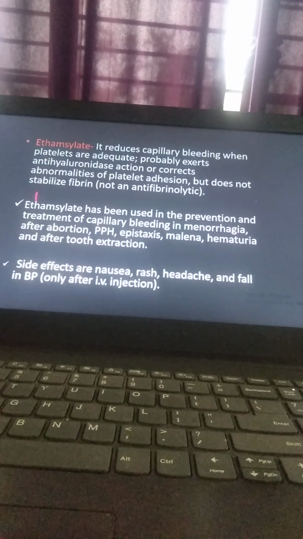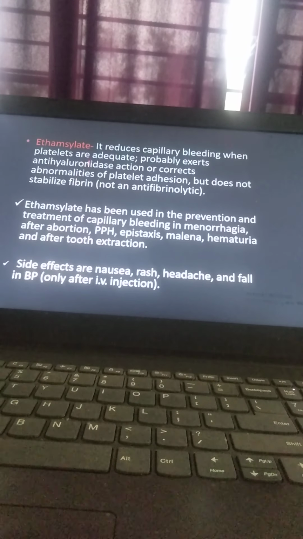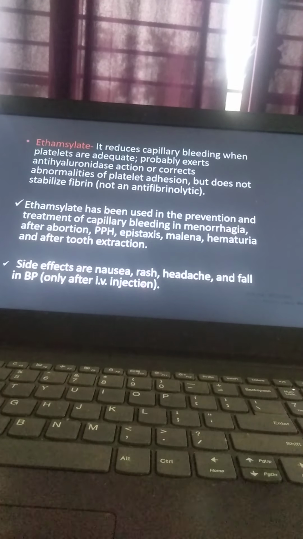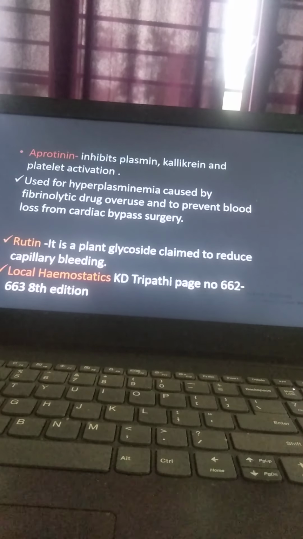Now students, I have already told about ethamsylate in the last PPT and in the last video. The side effects are nausea, rash, headache and fall in blood pressure, only after IV injection. This is ethamsylate.